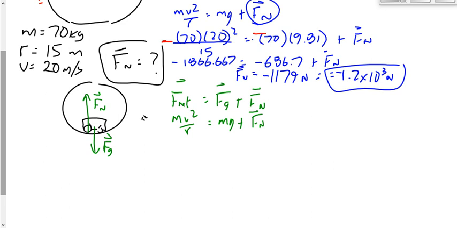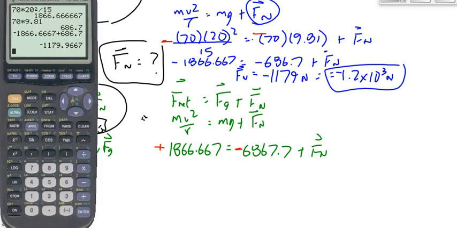We know what mv squared over r is. We already figured that out. It's 1866.667. We know what gravity is. Already figured that out. It's 686.7. What about positives and negatives? Gravity is negative because it's down. Centripetal force is positive because it's up. So the only difference between this question and the last question is that centripetal force is positive versus negative. But you can see how when I set it positive, I'm going to get a different answer here.